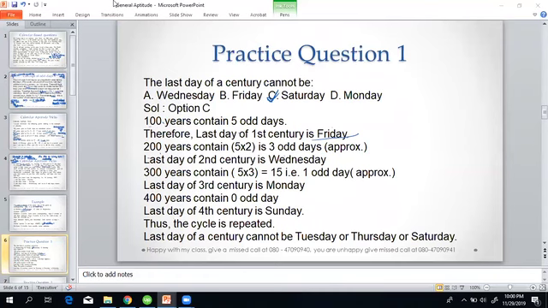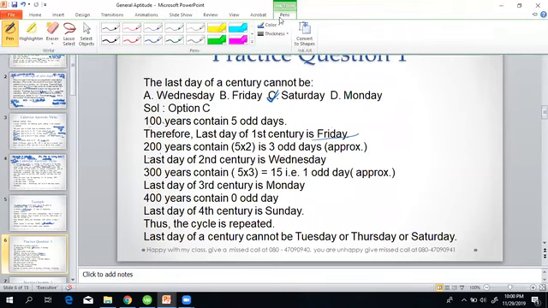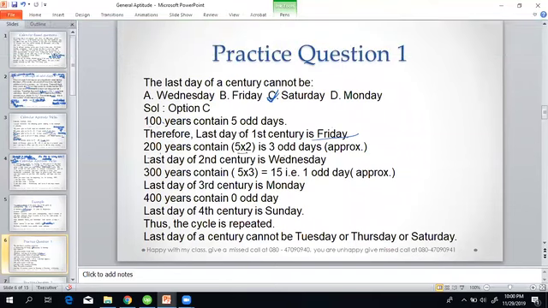Just see these 3 odd days. It means 5 multiplied by 2 is 10. 10 divided by 7, because 7 days make a week. So 10 divided by 7 gives 1, remainder 3. You can write it 1, 3 by 7. So 3 is the remainder. So 3 odd days.